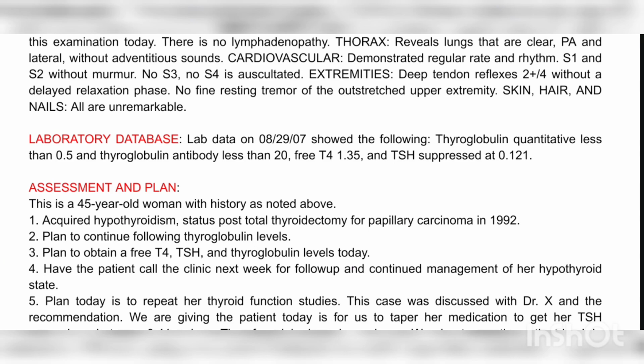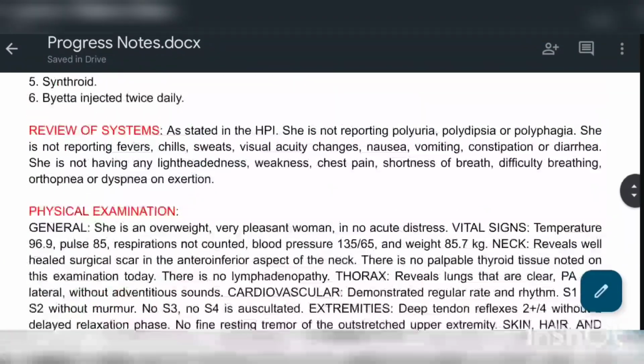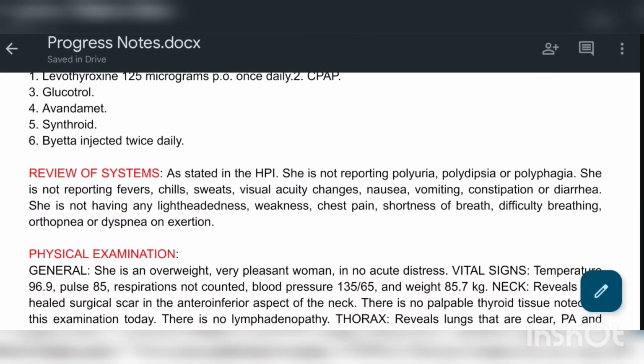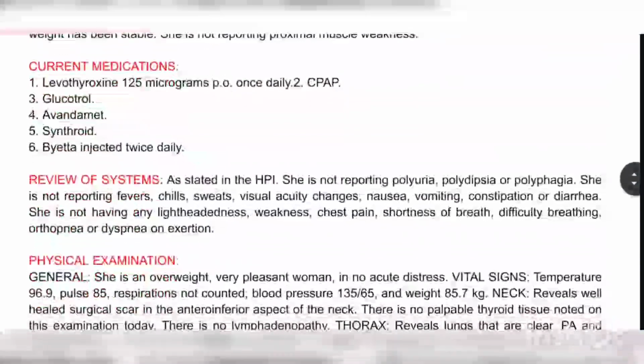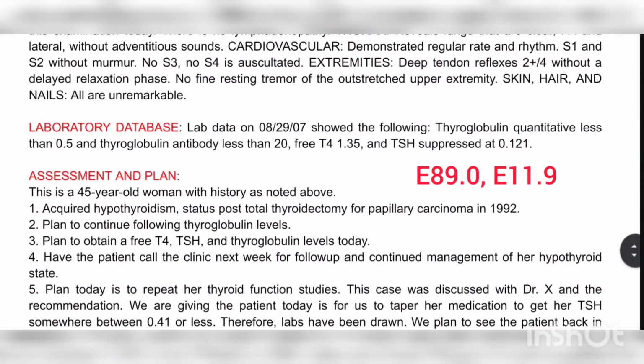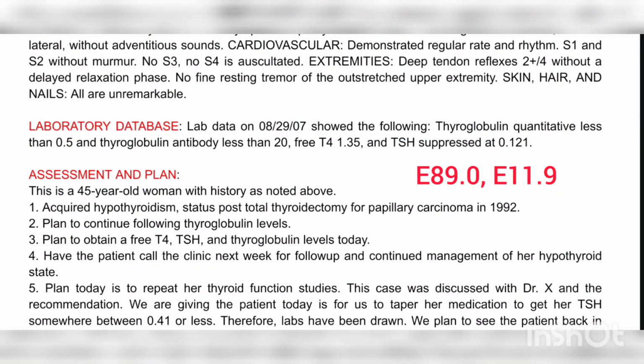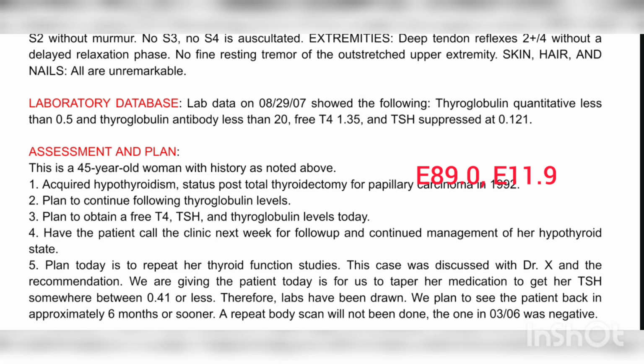And the patient is also having diabetes mellitus in the problem list. So for diabetes mellitus, E11.9. And for total thyroidectomy, we will give E89.0. So a total of 2 codes will come in this chart. So like this, in medical coding, we analyze the patient's medical record, and translate the medical diagnoses, procedures and services into alphanumeric codes.